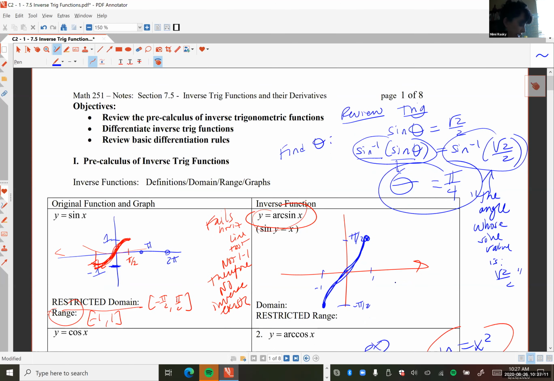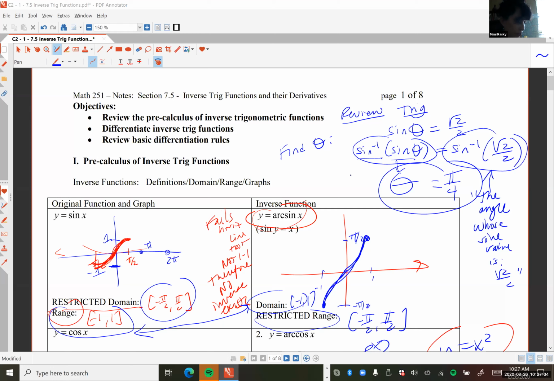So the domain is -1 to 1, and notice the domain and the range of inverse functions are always swapped. And then the range is the same as the domain of sine, negative pi halves to positive pi halves. And that's what I was talking about, why there was only one answer when we're solving this little trig problem. Technically the only true answer is pi fourths because of this restricted range here for arc sine.